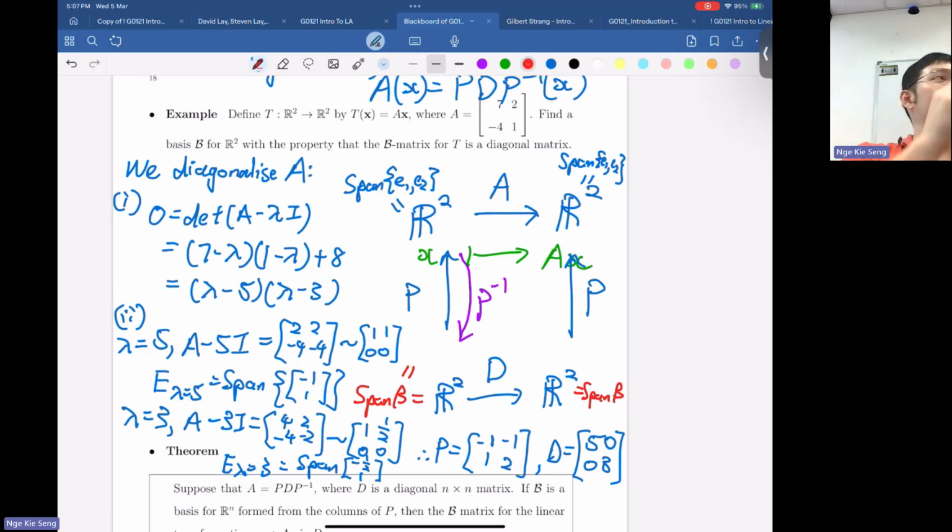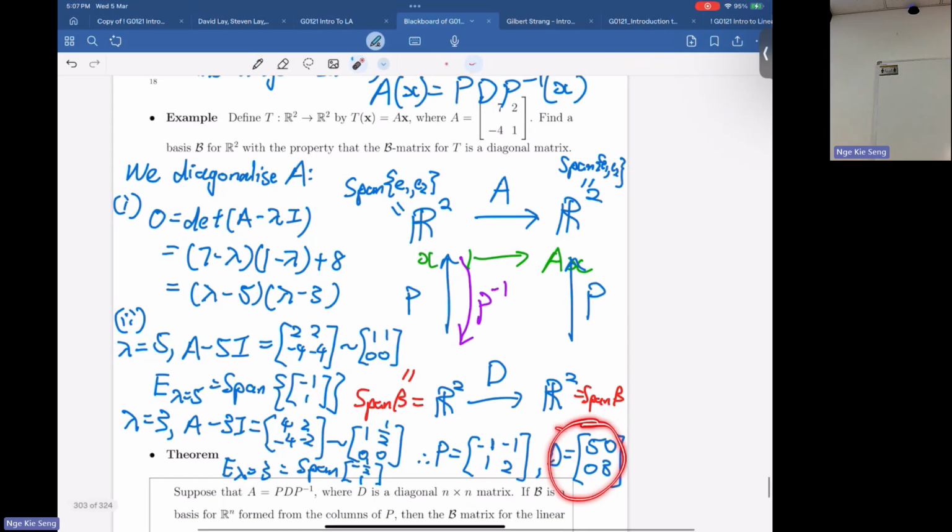Don't say it. 50. What's 50? Oh no, this is already your D. This is your diagonal matrix. Okay, instead you should play around with your P.